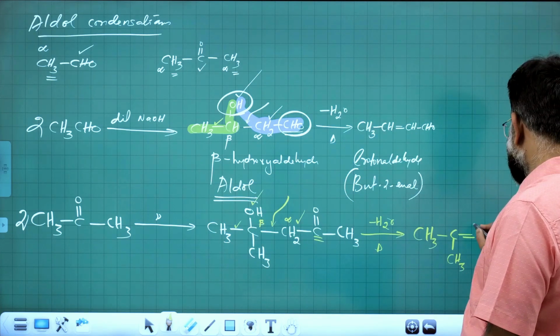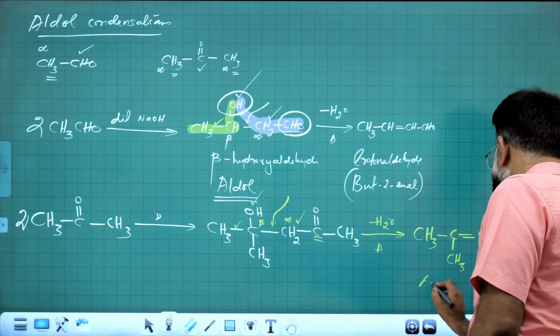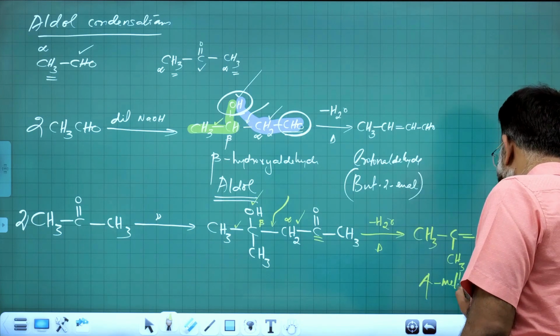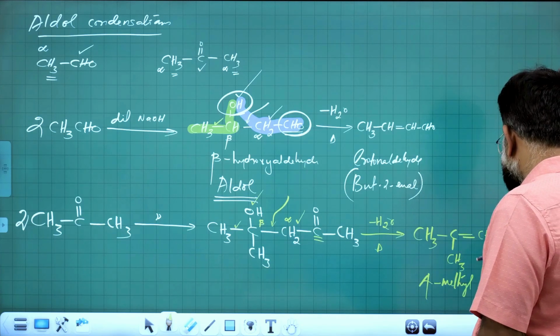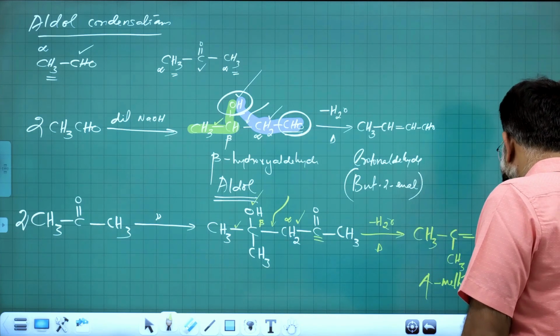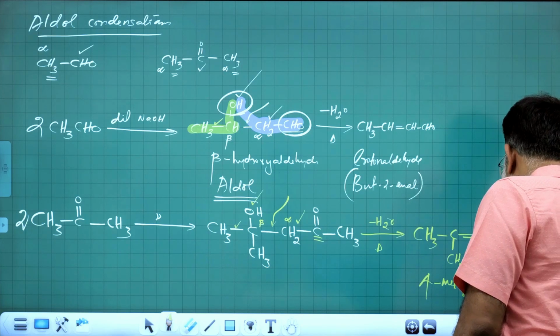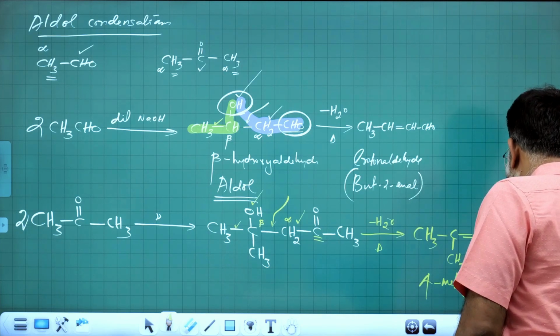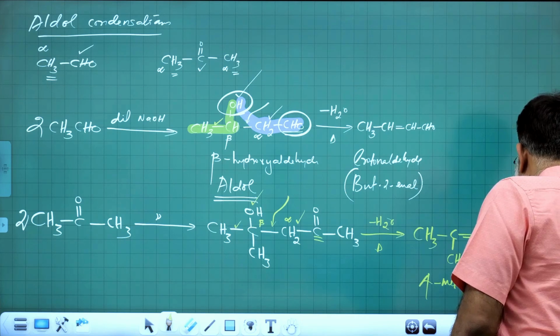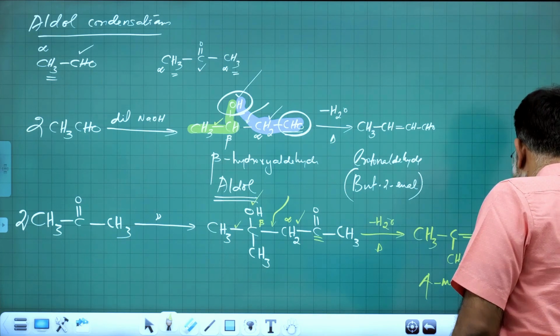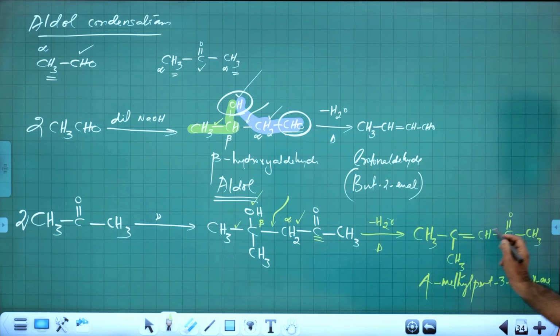1, 2, 3, 4, 5. So it is 4-methyl. Please verify. 1, 2, 3, 4, 5. 4-methylpent-3-en-2-one. Very famous, known as mesityl oxide.